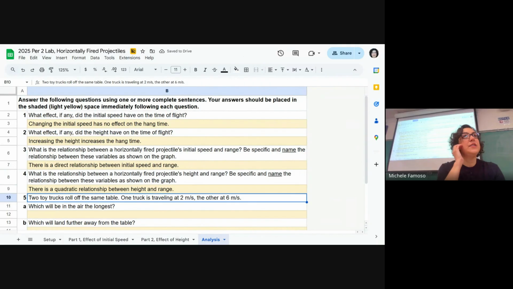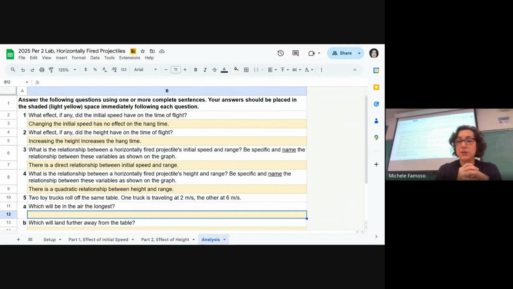Okay, number 5 is an application question. Let's see if we understand what we learned. We have 2 toy trucks rolling off the same table. One is going at 2 meters per second, the other at 6 meters per second. Which one of them is in the air the longest? So based upon what we said, if I increase the speed only, does that change the time? That's question 1. If I change the speed, does it change the time? So what does that mean the answer is?